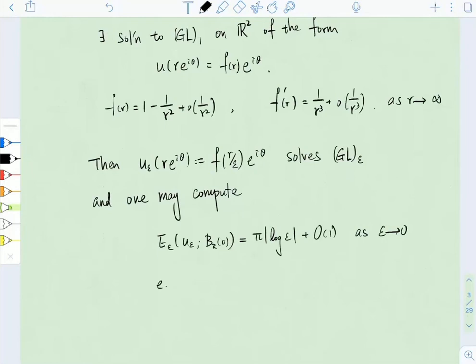So that tells you that the energy density as a measure in this case, after normalizing this way, converges to the delta measure centered at the origin. Okay, so this example shows you quite explicitly how the factor arises. If you go through the computation, you'll see that it really comes from this rotational part.